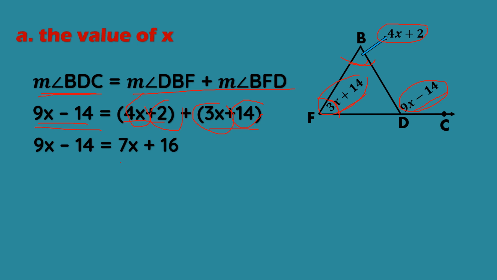By addition property of equality, or by transposition, we just need to copy here 9x. Then transpose 7x, we transfer it to the left, it becomes negative 7x. Copy 16. Then our negative 14 will be transferred to the right, it becomes positive 14. So by simplifying, 9x minus 7x is 2x and 16 plus 14 is 30. Dividing both sides of the equation by 2 in order for us to solve for the value of x, our answer would be 15. So the value of x now is 15.